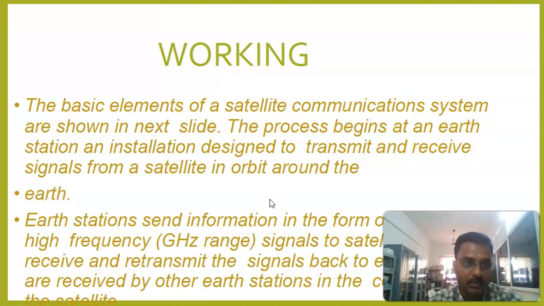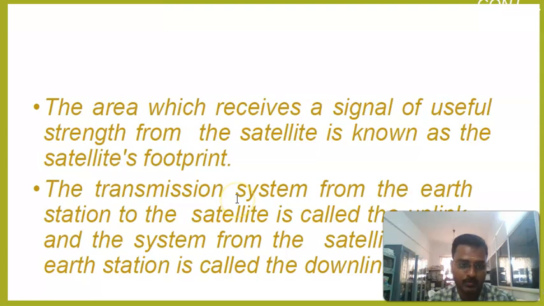Working. The basic elements of a satellite communication system are shown. The process begins at an Earth station, an installation designed to transmit and receive signals from a satellite in orbit around Earth. The Earth station sends information in the form of high power, high frequency signals to the satellite, which receives them. The area which receives the signal of useful strength from the satellite is known as the satellite's footprint. The transmission from the Earth station to the satellite is called the uplink, and the transmission from the satellite to the Earth station is called the downlink.